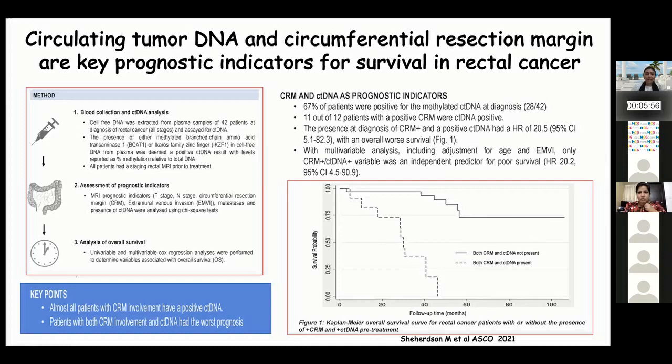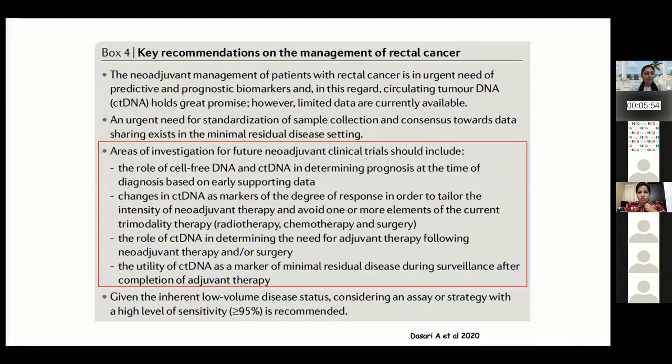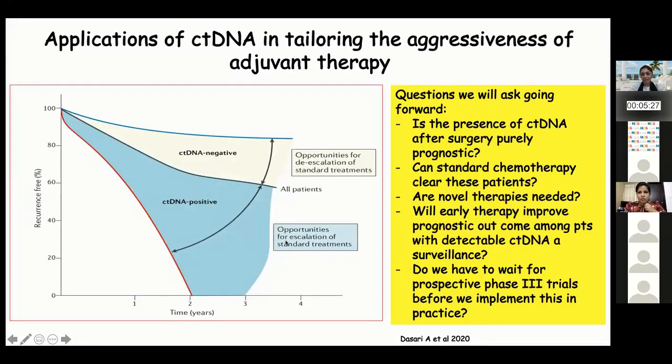So the National Task Force for ctDNA in colorectal cancers has posed some very interesting questions that I think in the future we will need to answer for rectal cancers, and that is defining the role of cell-free DNA in determining prognosis of these patients, changes in ctDNA as markers of the degree of response in order to tailor the intensity of neoadjuvant therapy, and whether some of these patients perhaps might not need surgery, a question that we ask after neoadjuvant therapy in the rectal cancer realm.